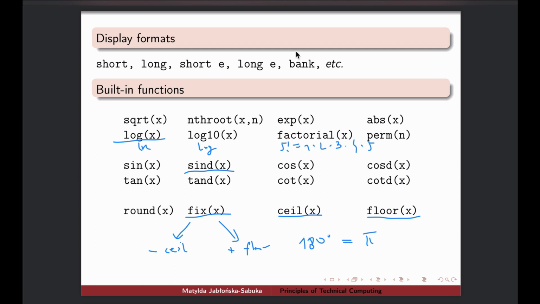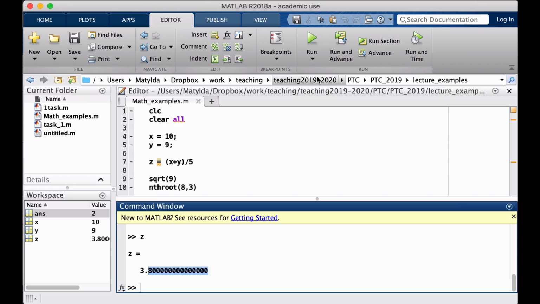The format which might be more pleasant to see, especially for people with a financial background, would be bank, because that's the one where you would see your values as if you were seeing money. So if I say format bank, that means it only rounds to 2 decimals, so my z will now be 3.80. It's okay to use it when, for instance, you solve some exercises where you calculate something related to money, but otherwise you should rather get used to that 4-digit short format, which is the default.